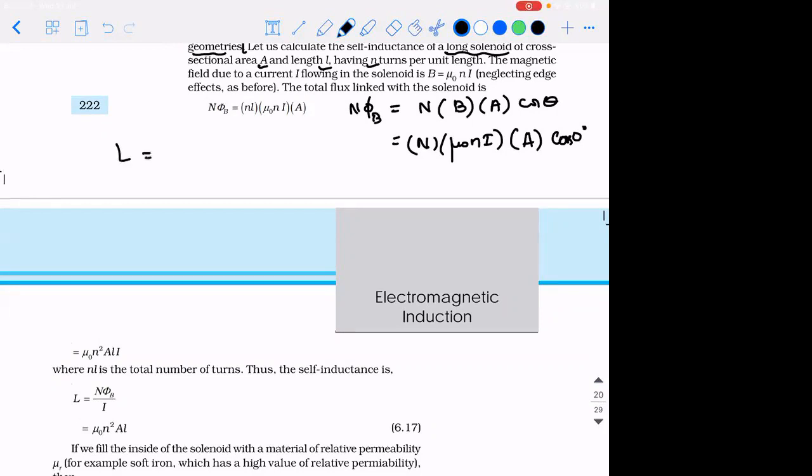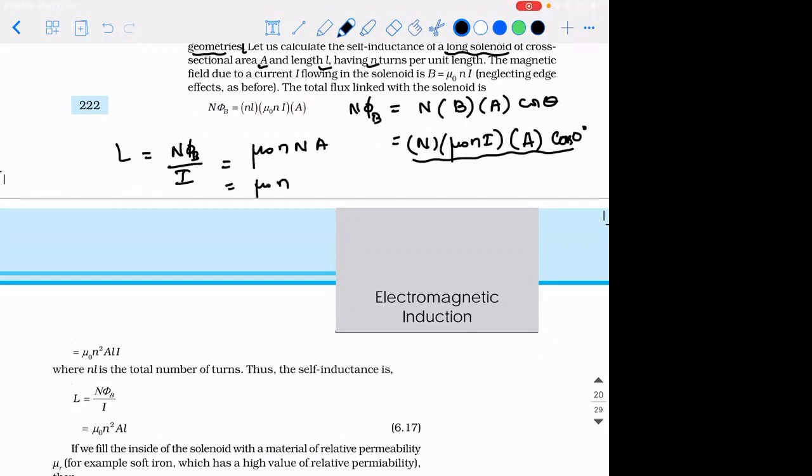Then inductance is equal to N phi B divided by I, which means I need to divide this whole expression by I. When I do that, what am I going to get? Mu naught small n into capital N into A. That's all with the derivation. Mu naught n N A is going to be the inductance of this, but we'll do some small manipulations.